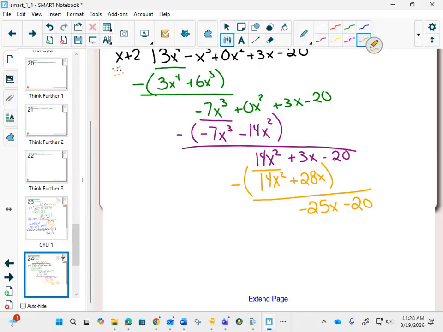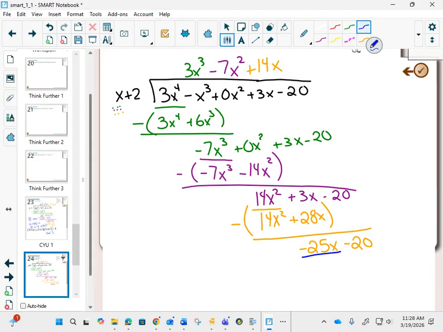Oh, I have to switch to a new color. I'm going to go blue. My new term is minus 25x. What could I multiply x by to get minus 25x? Minus 25 will give me minus 25x, and minus 25 times 2, minus 50.